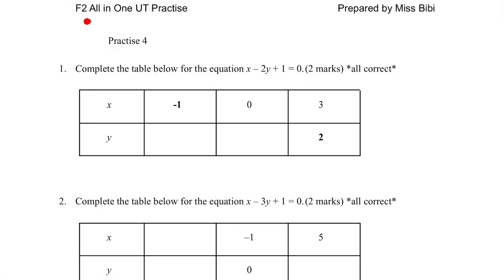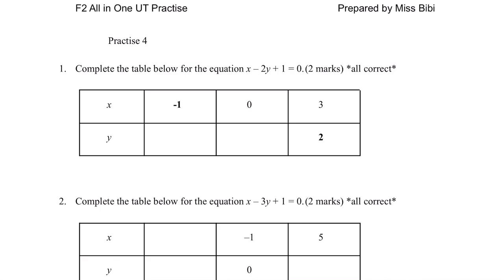We'll continue the Form 2 UT practice and this is practice 4. Now this is a little harder than the previous one because you have to fill in the boxes and then you have to calculate a lot of things, and you will have 2 marks only if everything in the box is correct. You will have one of these questions, and if both of the boxes are correct, then you can have the whole 2 marks. But if one of them is wrong, then you will still lose the mark. So how do we do this?